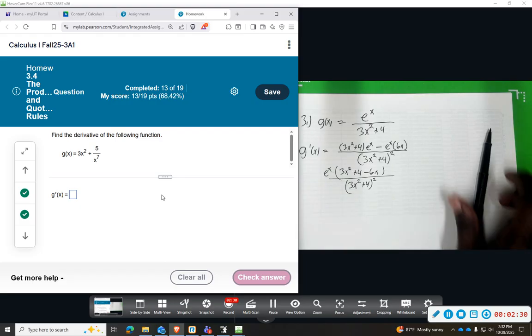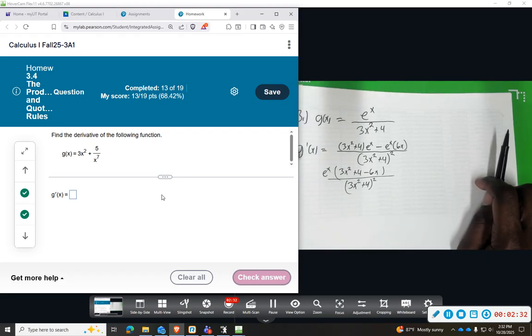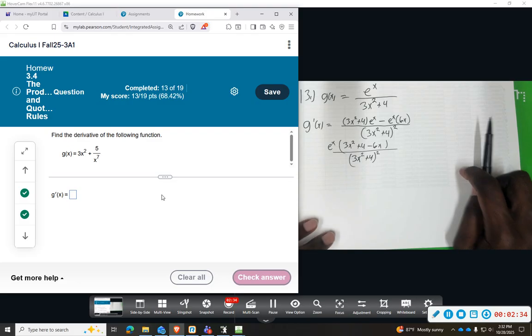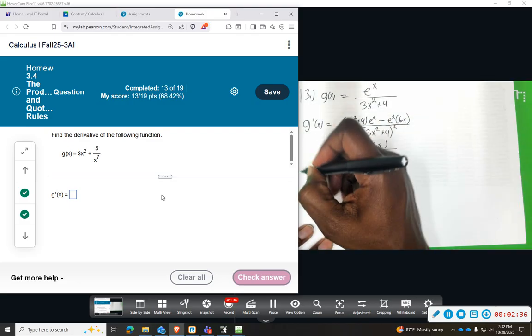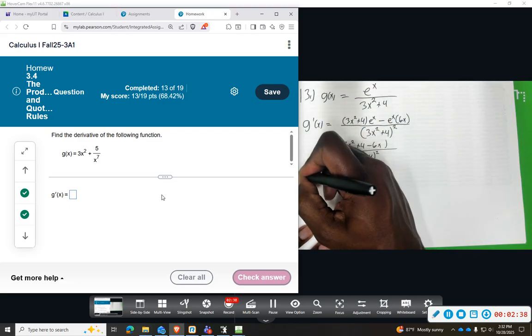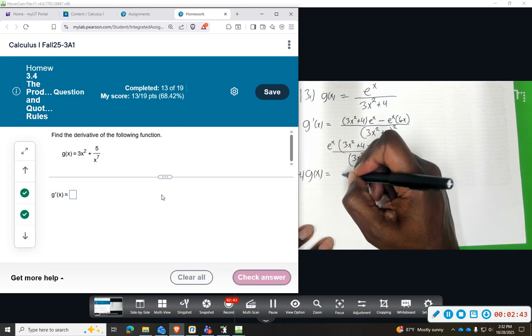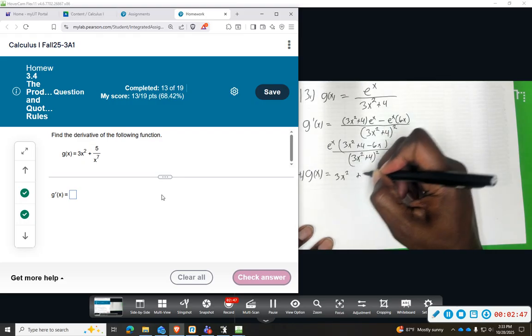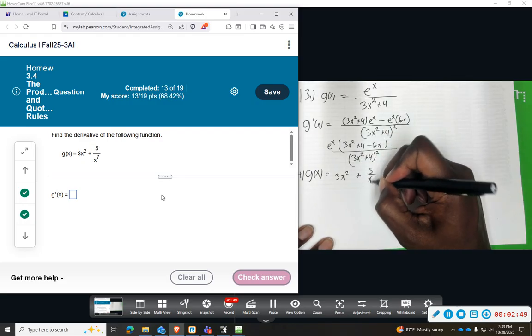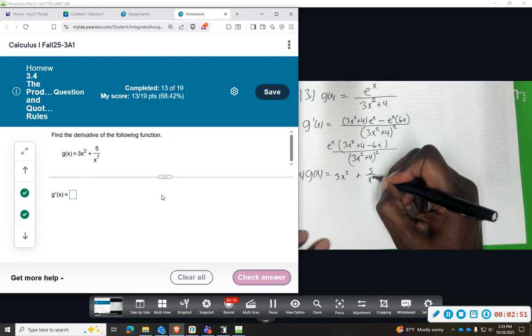14, we're going to find the derivative, so we'll use just the sum of the derivatives. We have 3x squared plus 5 divided by x squared, sorry, not x squared, x to the 7th.